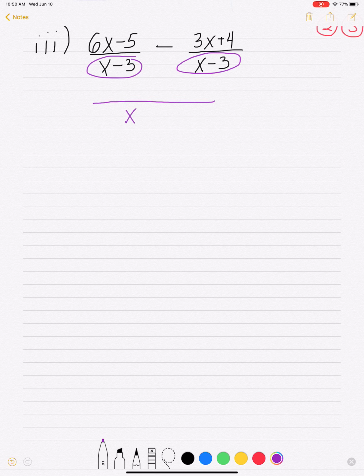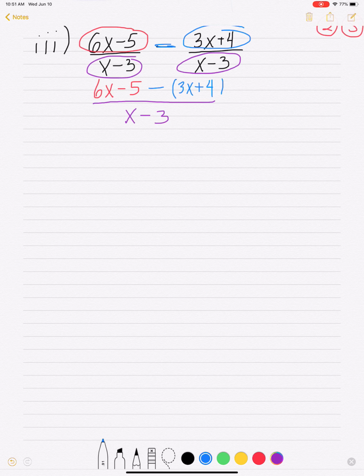So since we have x minus 3 as a common denominator, you can just keep that common denominator and make this into one fraction. Where you take your first numerator, 6x minus 5. And then we're going to have this subtraction right here, minus. And then you're going to take your second numerator. And you have to make sure anytime you're doing a minus, this should be in parentheses. So you're going to put the second one in parentheses, 3x plus 4. That's very important to put the second numerator in parentheses.